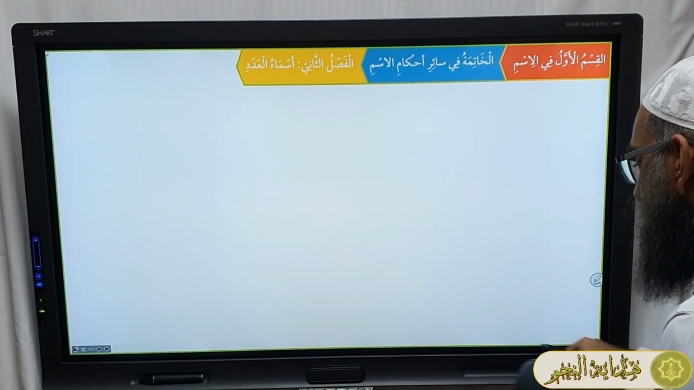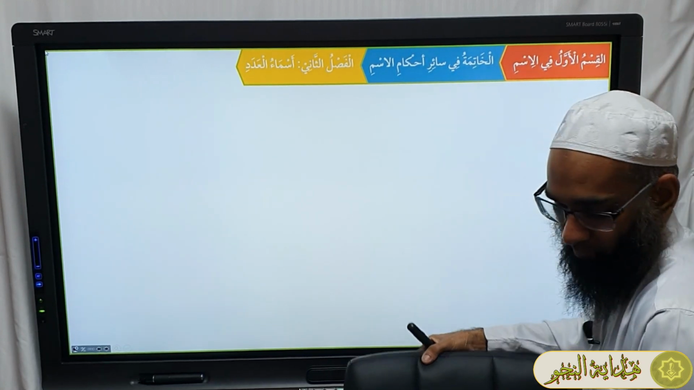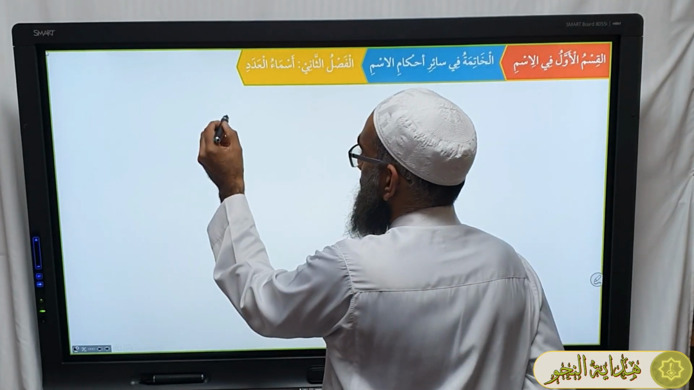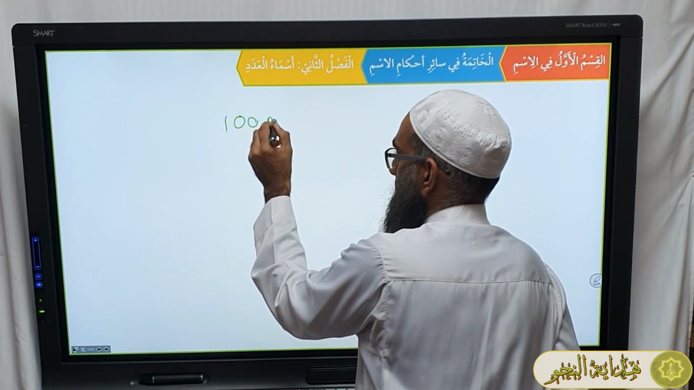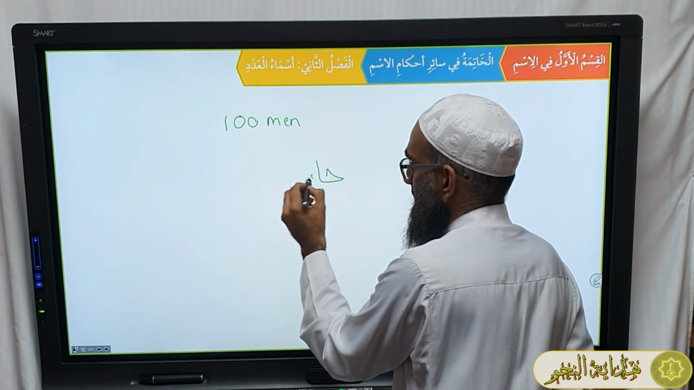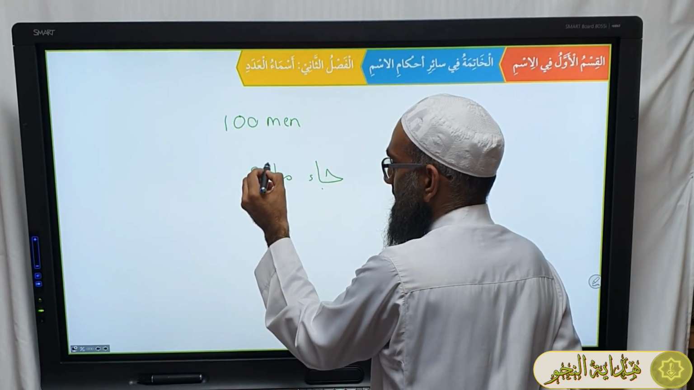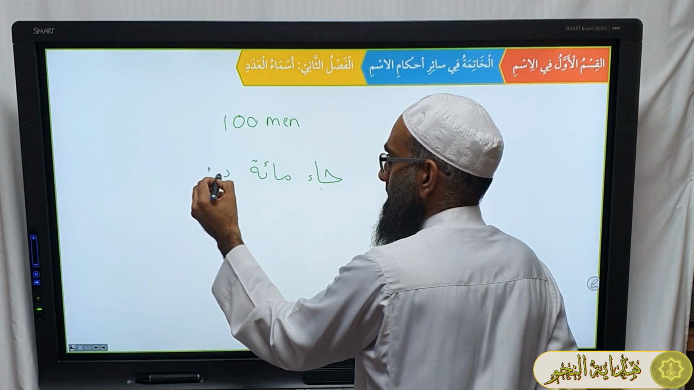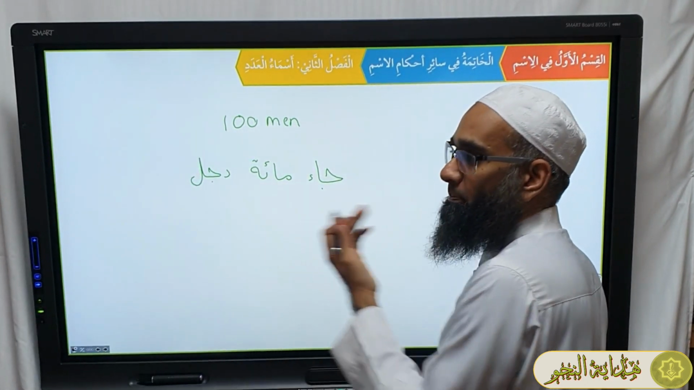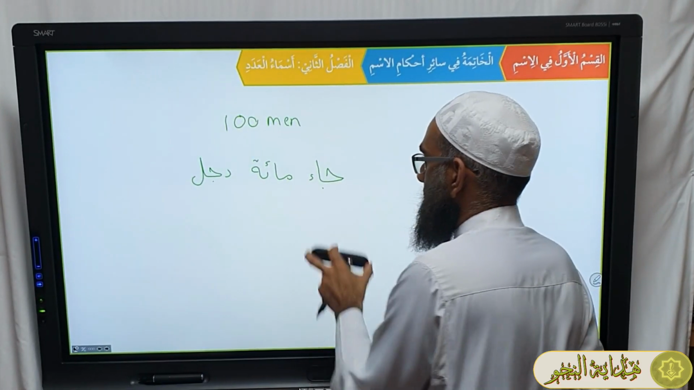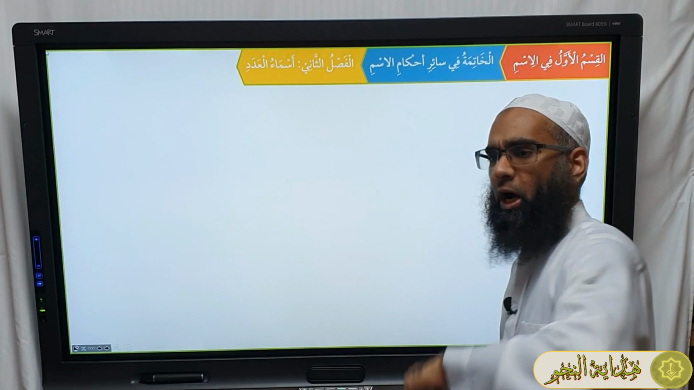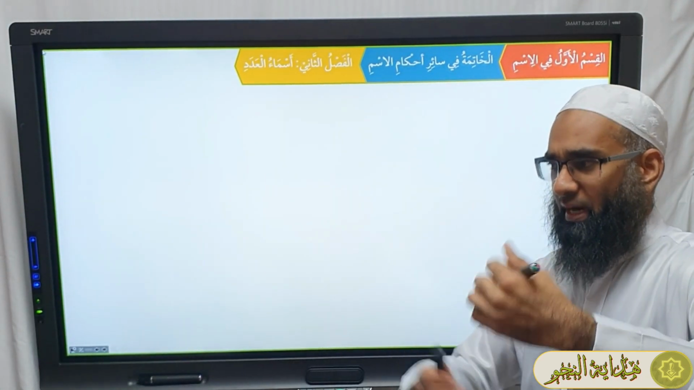So let's give another example of this mi'ah. Let's say, for example, I say 100 men. I say ja'a mi'ah rajul. Now, it's simple here. Let's summarize, and tomorrow we go through the exercises so we get practice.